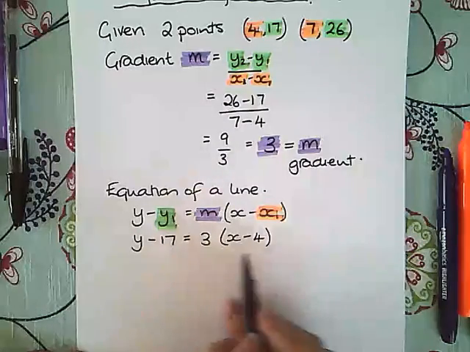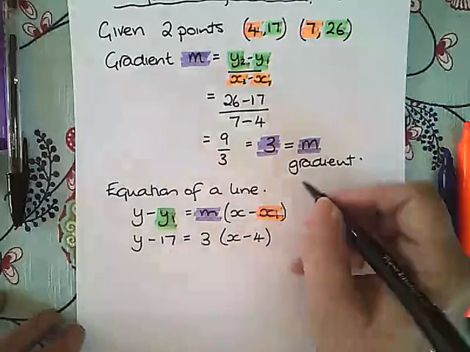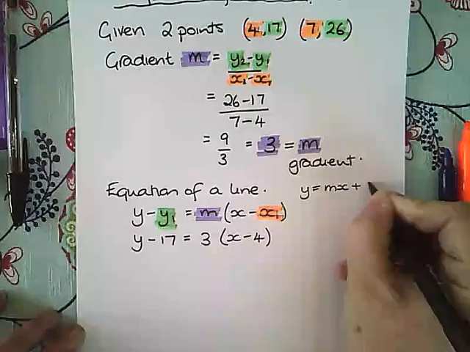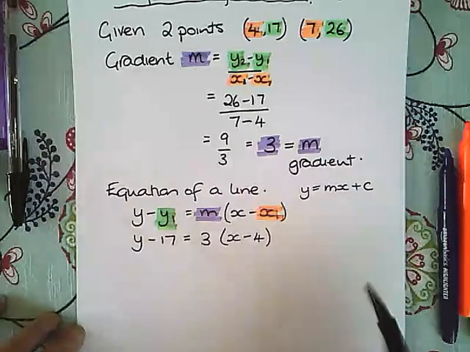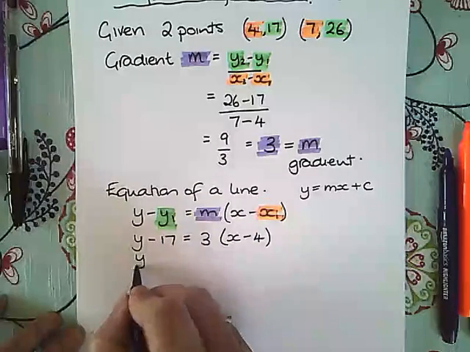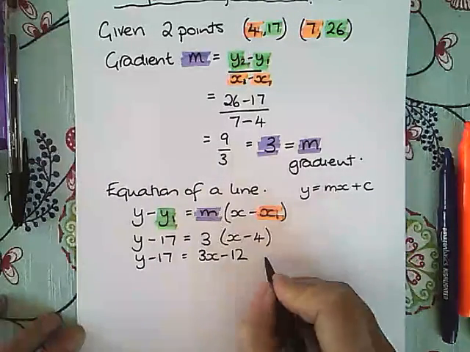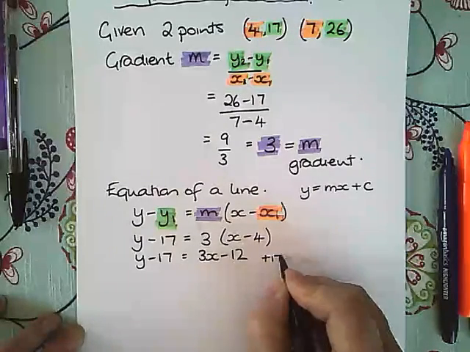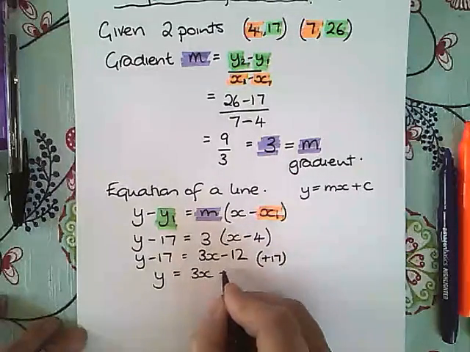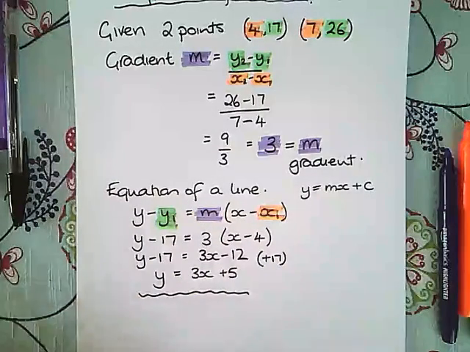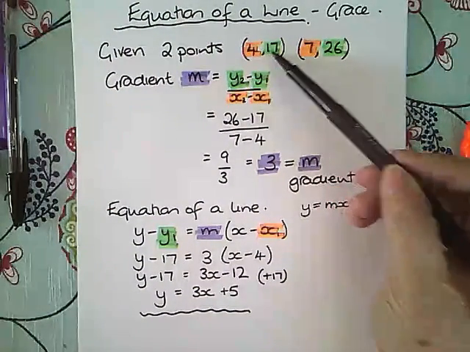And from here, we can now tidy things up, multiply out brackets, and make sure that we just get y on its own, so it looks like y equals mx plus c, the equation of a straight line: y on its own, the gradient times x, and the y-axis intercept. So multiplying out the bracket, y minus 17 remains the same, and this is 3x minus 3 fours are 12. Solving to get y just on its own, we add 17 to both sides. y is equal to 3x minus 12 plus 17 is plus 5. And that is the equation of a straight line which goes through the points (4, 17) and (7, 26).